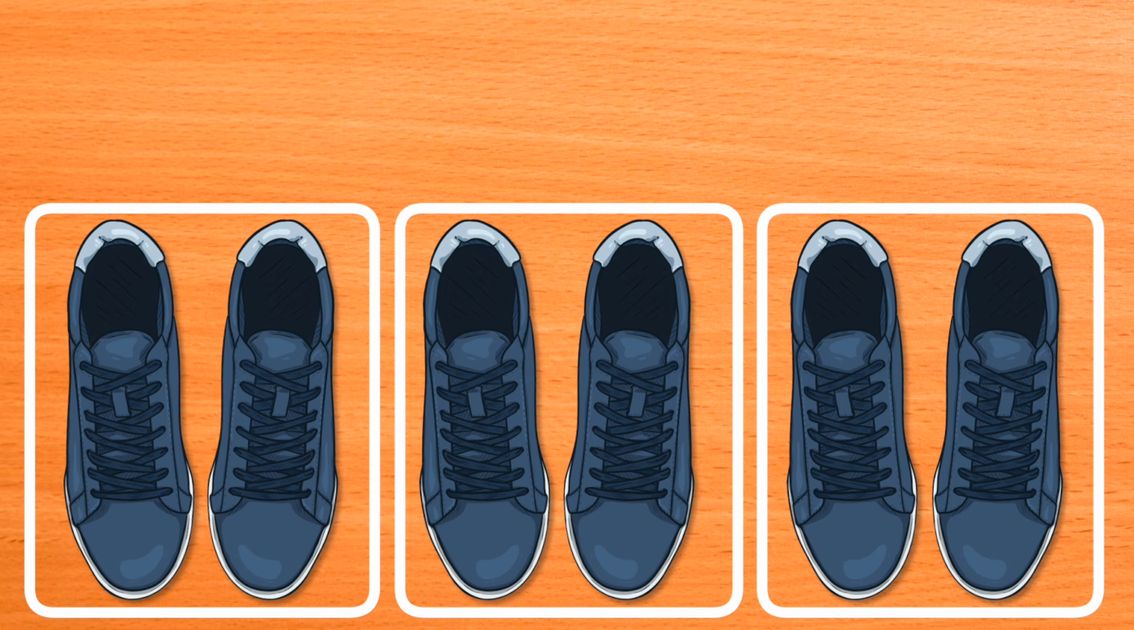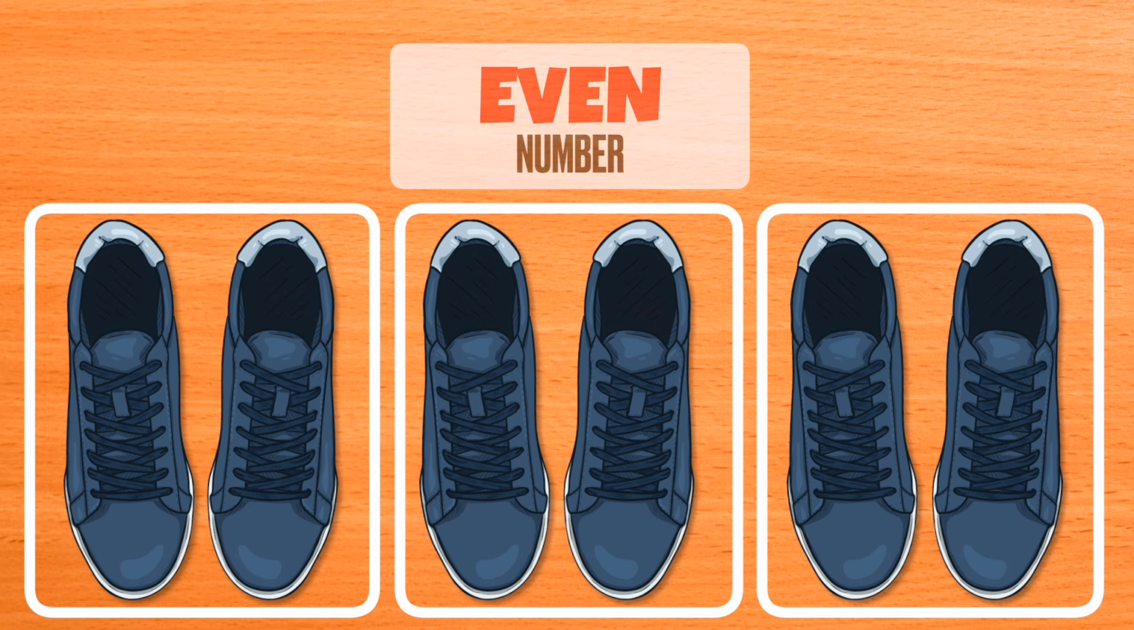Do we have any shoes left alone? No. When we can make pairs and no shoe is left by itself, the number is called even. Say it with me. Even numbers have no leftovers. We had 6 shoes. Nothing was left over. So 6 is an even number.